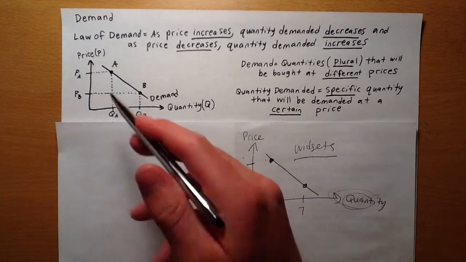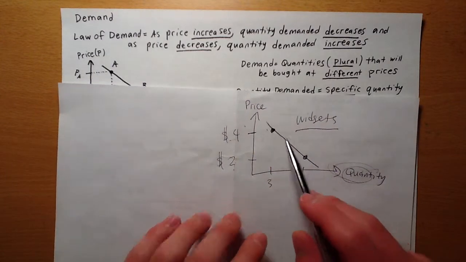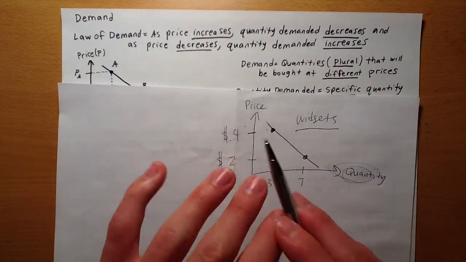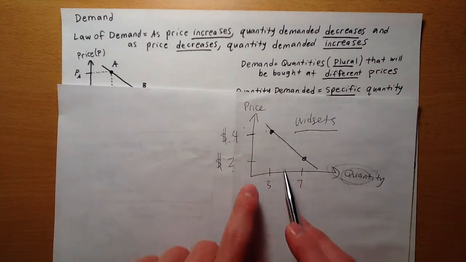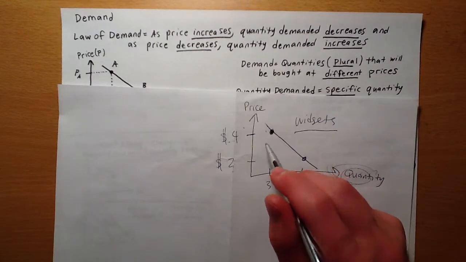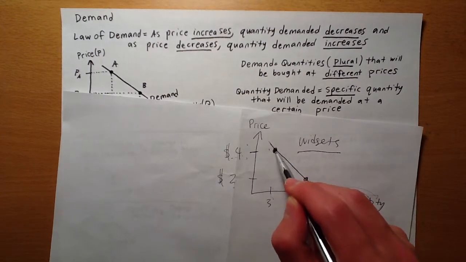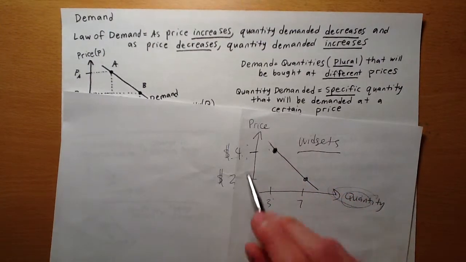So demand, which is like the demand curve, is the quantities, which is plural. This is important. Quantities that will be bought at different prices. So the whole thing's the demand curve. But a quantity demanded is a specific quantity that will be demanded at a certain price. So this demand curve right here, this is demand. It describes, at each different price, plural, how many quantities am I buying? But if I just take one point, this is quantity demanded. It describes a specific quantity that's determined by this price. Quantity demanded is specific. Plural is demand. The whole thing's demand.